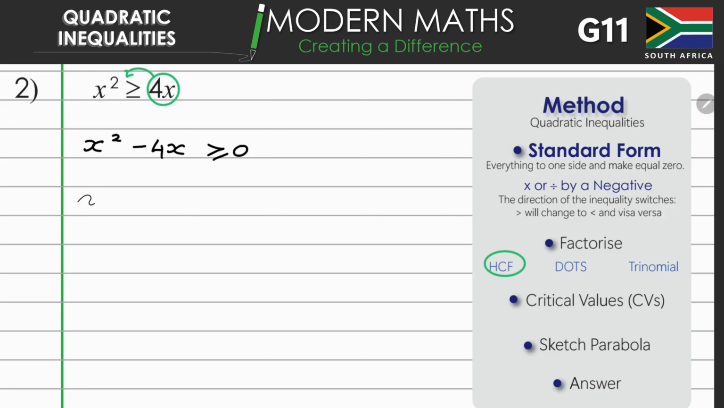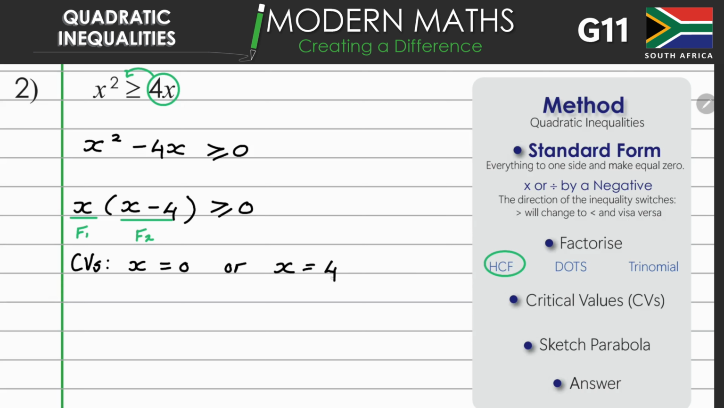Once I remove an x from the first term, there's only an x left over. Once I remove it from the second term, there's a minus 4 left over, and that's still greater than or equal to 0. Next up, we're going to do our critical values, and I've underlined our two factors in this case. The first factor is x. The second factor is x minus 4. So from there, our critical values, we equate each factor to 0. So the first one is just 0. And then the second one, if you take the 4 over, it becomes positive 4.